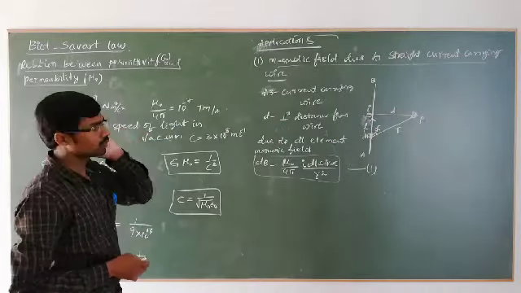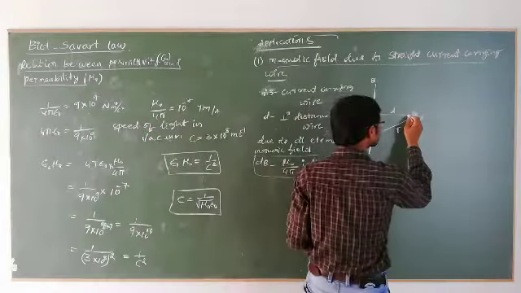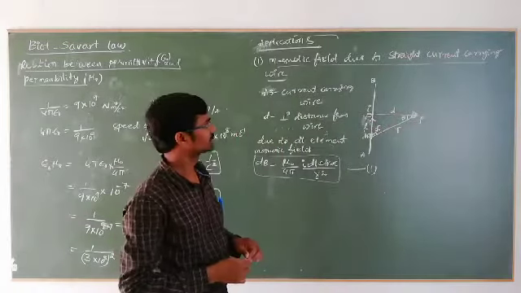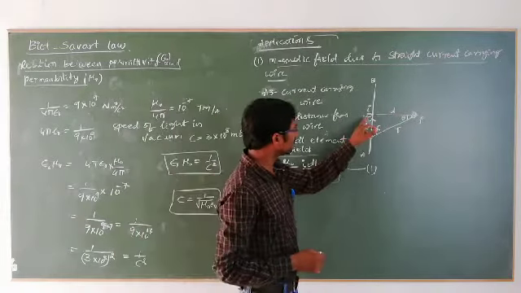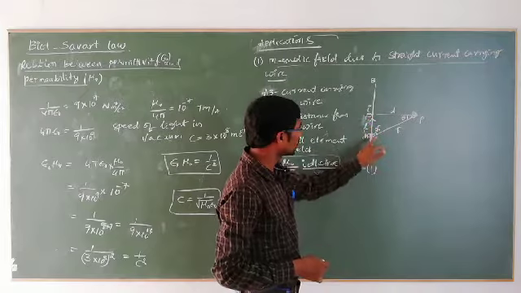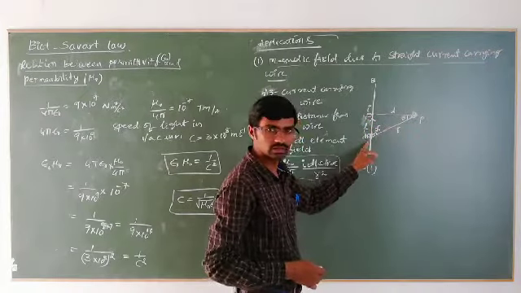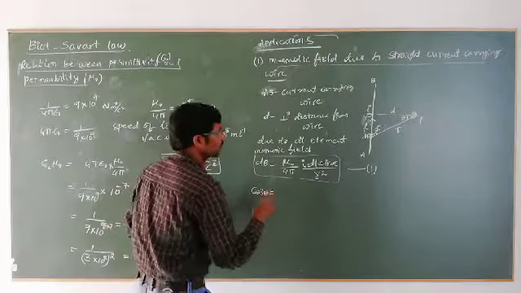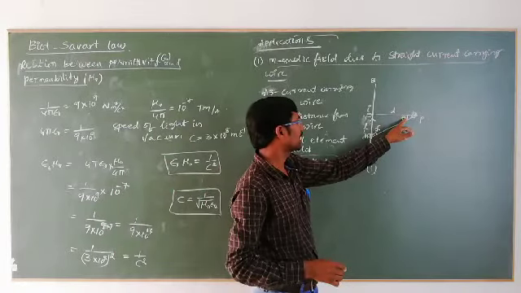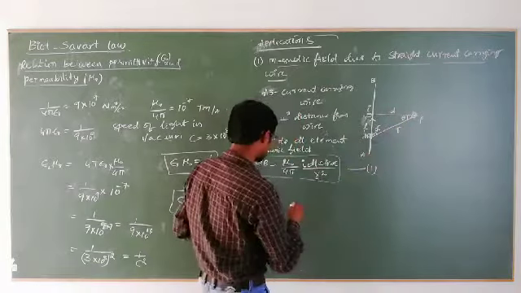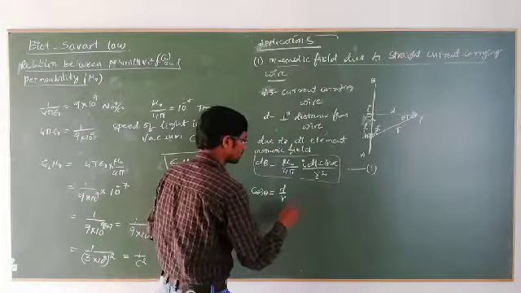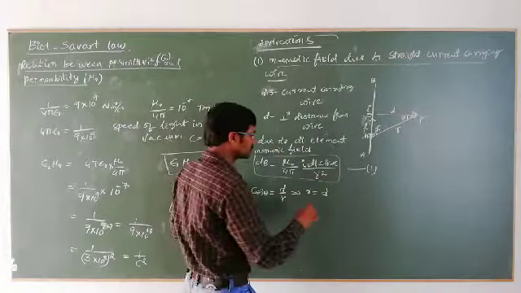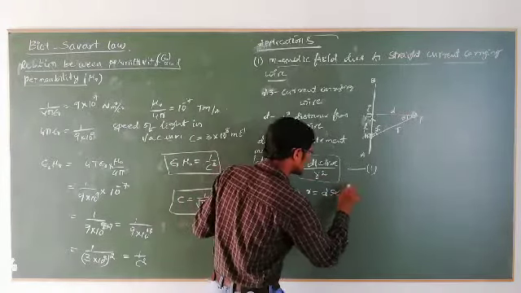Now let me say this angle is theta. If you take O, P, and this dl, from this triangle, let me write what is cos theta. Cos theta is adjacent by hypotenuse. So d by r, that represents r is equal to d by cos theta, which is d secant theta.